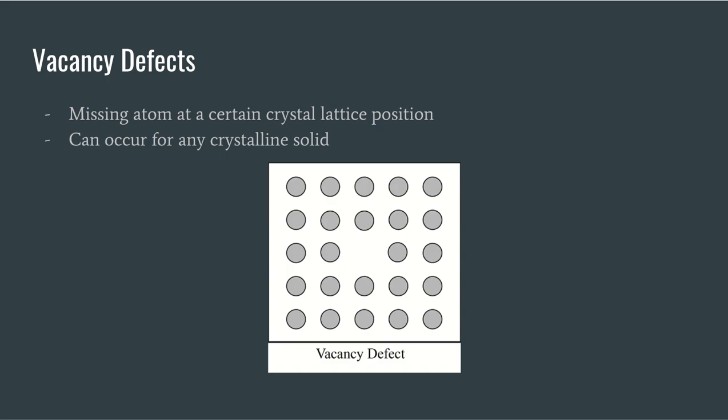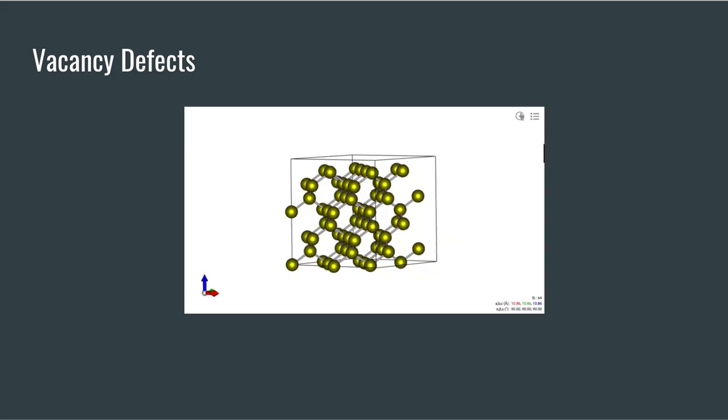And there are many ways for vacancy defects to occur, but one of the main ones is when the solid is heated and then slowly cooled, as this causes the vacancies to form as a result of thermal vibrations and rearrangements of the atoms in the crystalline lattice.